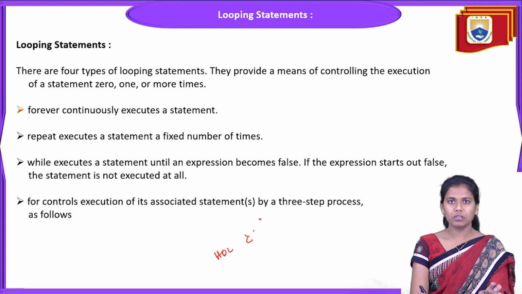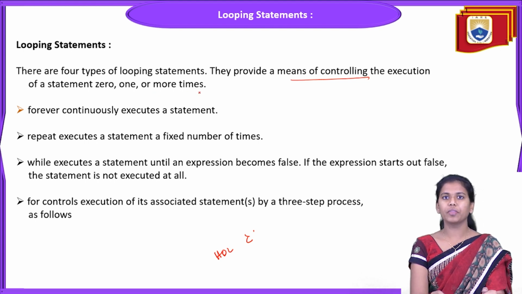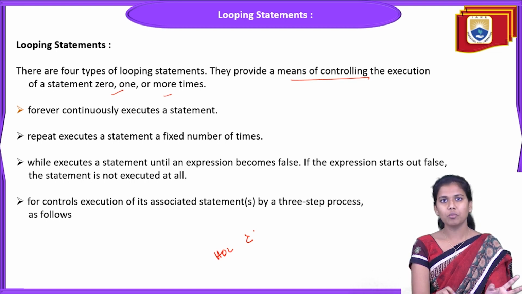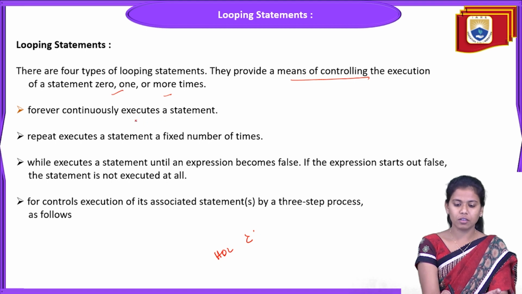In the looping statements, there are 4 types, and they provide the means of controlling the execution of a statement 0, 1 or more times. In order to control the process, the execution of the statements can be done 0 times, that means no time, 1 time, and more than 1 time. And forever continually executes a statement.